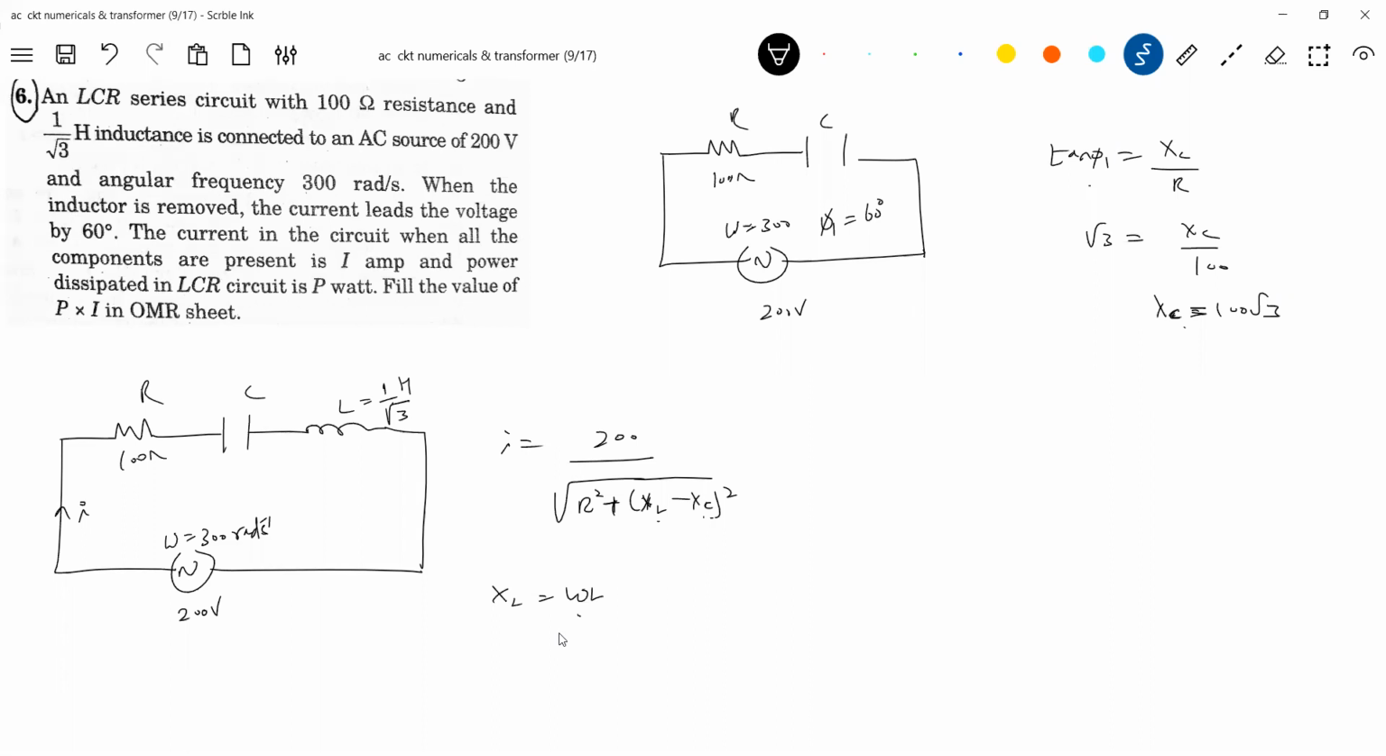Now, 800 it will come. So he's asking the current when all the components are present. This current he has given as 2 ampere. The power will be 400. The product is 800. Okay, P into I is asked, so this will be only 400.